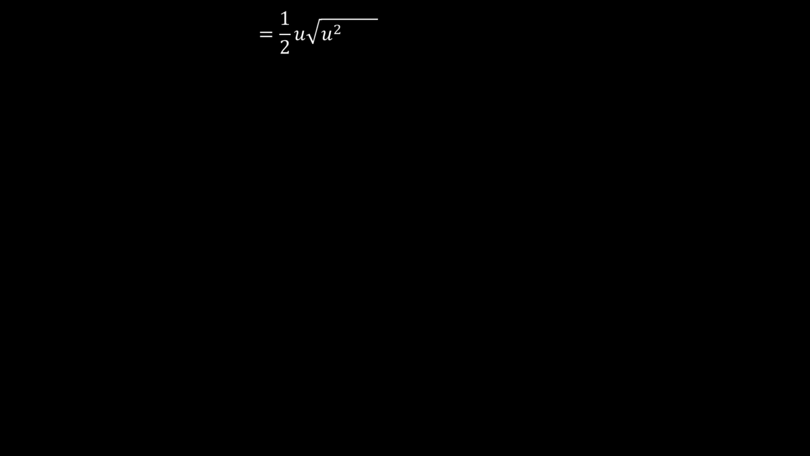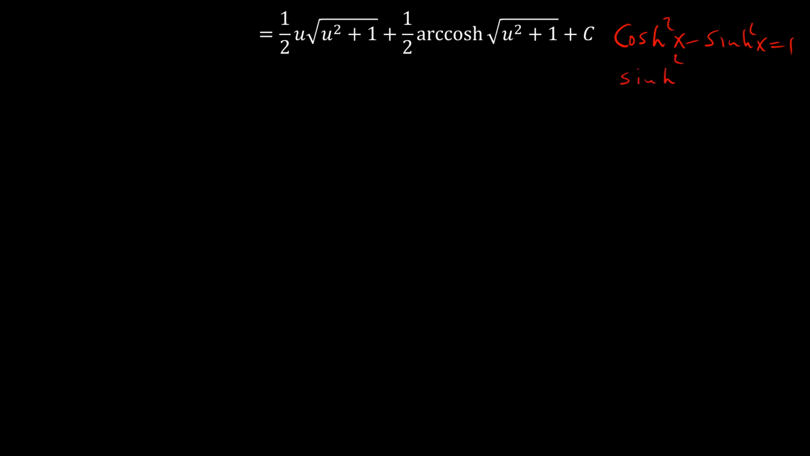Since we have half u times square root of u squared plus 1 plus half arc hyperbolic cosine of square root of u squared plus 1, we know that let's go and say cosh squared x minus sinh squared x is equal to 1, which means that sinh squared x is equal to cosh squared x minus 1, right?